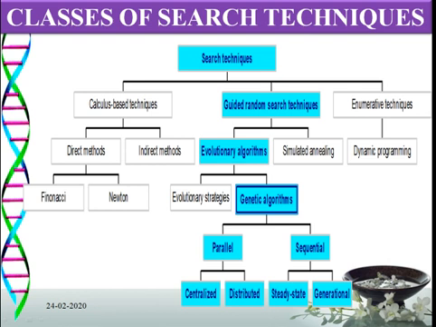In the evolution technique, one is the genetic algorithm. There are a lot of techniques in the evolution technique: selective breeding, firefly, etc. In genetic algorithm there is parallel, sequential, centralized, distributed, it will go like that. And if you take the enumerative technique, it is the dynamic programming technique.